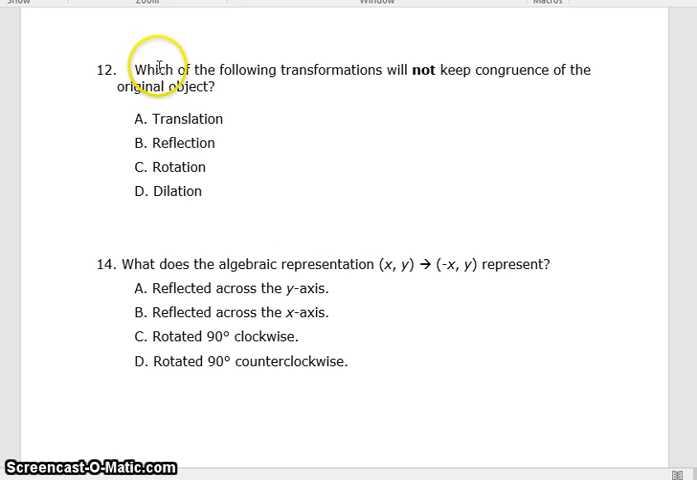Number 13. Which of the following transformations will not keep congruence of the original object? A. Translation, B. Reflection, C. Rotation, D. Dilation. Which is not congruent? Number 14. What does the algebraic representation x, y becomes negative x, y represent? A, reflected over the y-axis, B, reflected over the x-axis, C, rotated 90 degrees clockwise, or D, rotated 90 degrees counterclockwise?